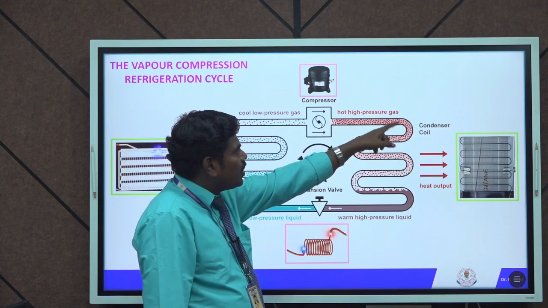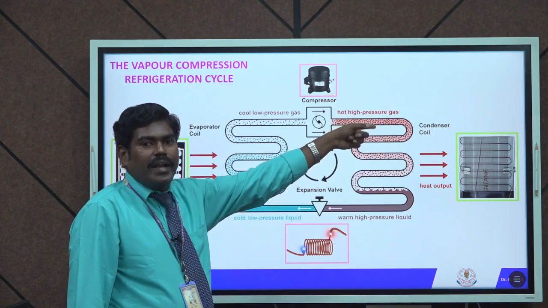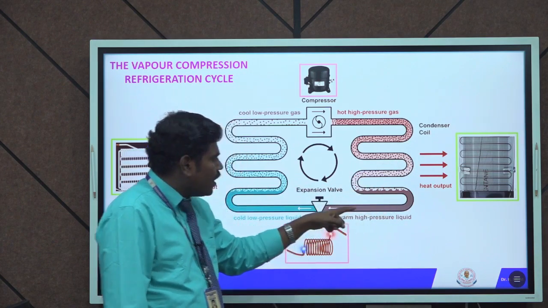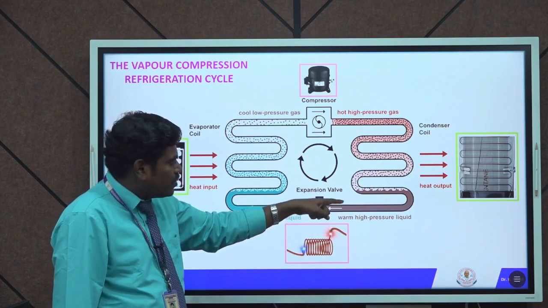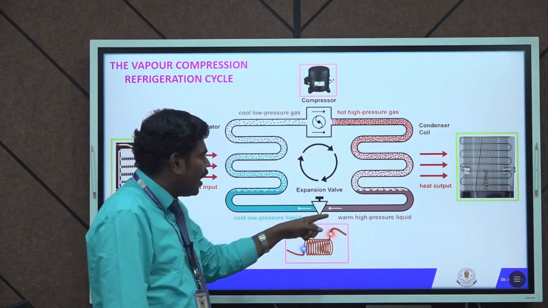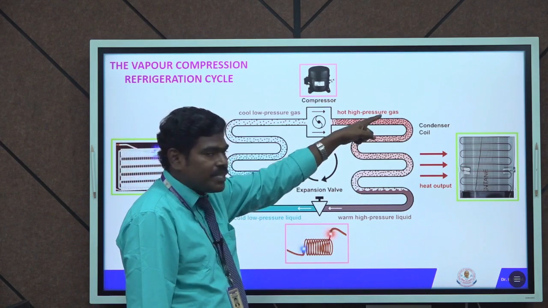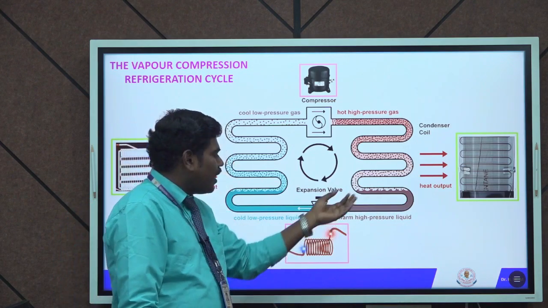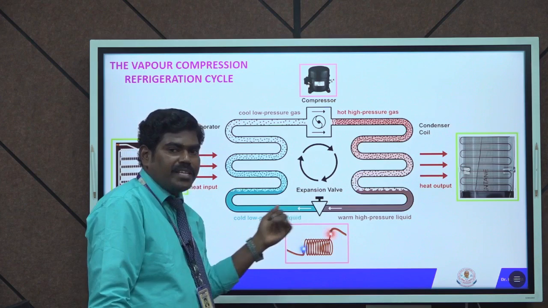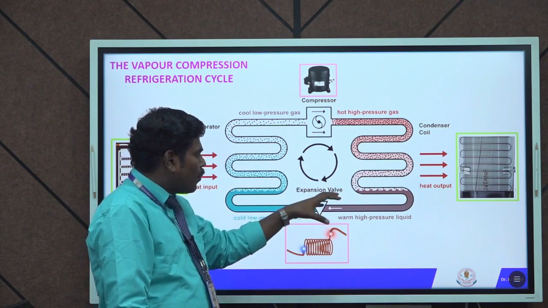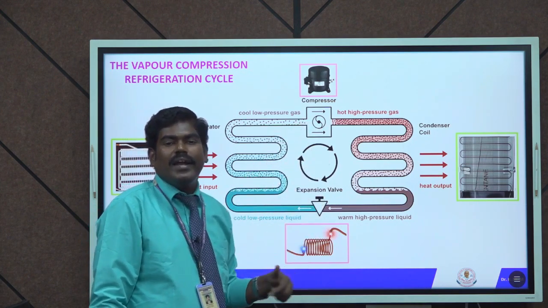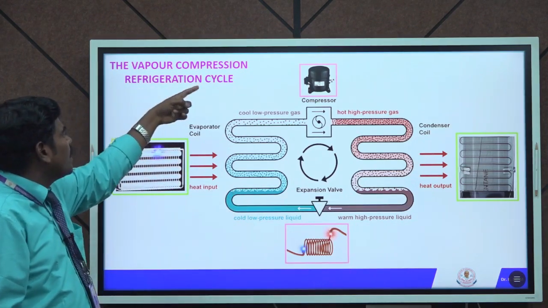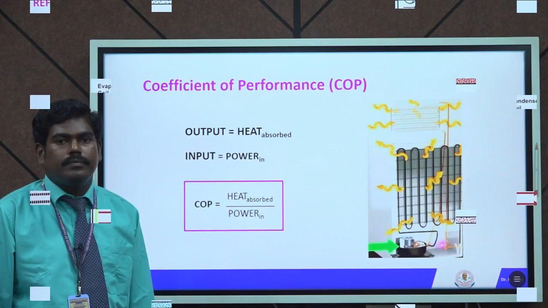At the inlet of the condenser coil, the temperature is very high, around 90 degrees Celsius. After the heat dissipation process, at the other end of the condenser coil, the normal temperature is maintained and the hot high pressure gas is converted into warm high pressure liquid. That high pressure liquid again enters the expansion valve. Now the process keeps on repeating, so we get a continuous cooling effect. These are all about the working of the vapor compression refrigeration cycle.